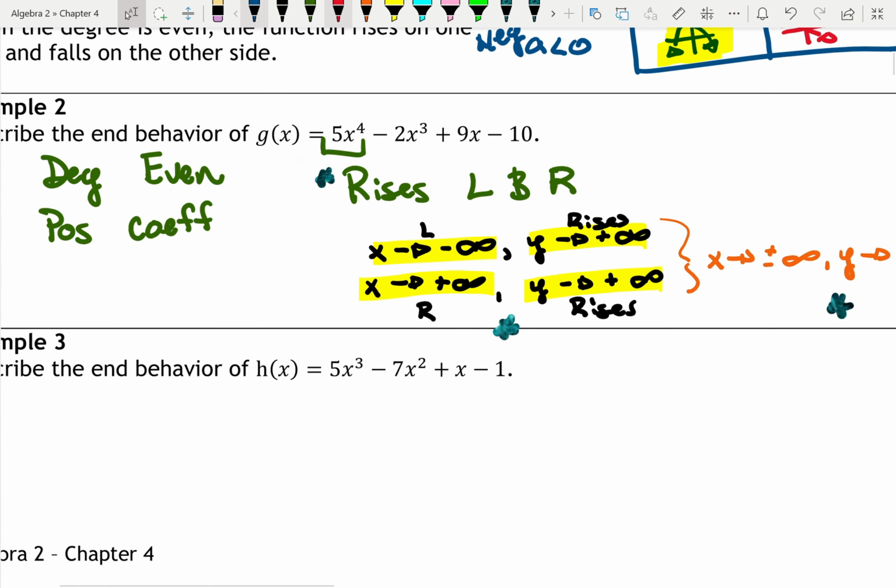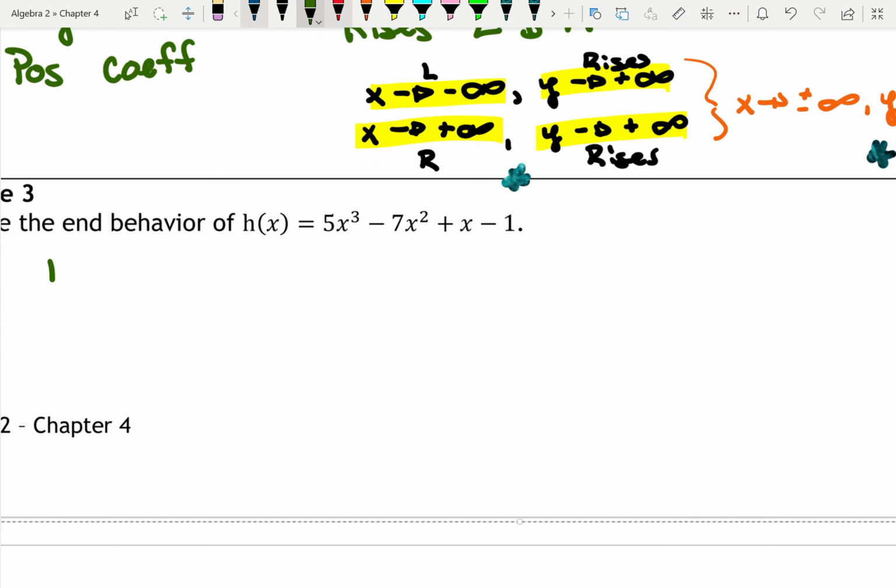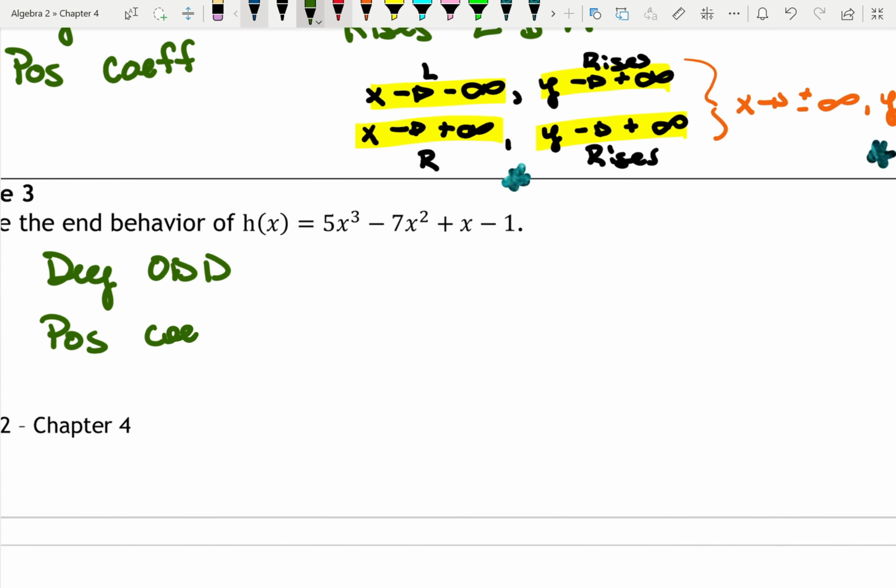All right, let's look at this next one here. We're supposed to describe the end behavior again. We have the degree is odd, and then we have a positive coefficient. So that means it's going to roughly look like a line like that. There's our arrows, and we care about the arrows most. So this is going to fall left and rise right. That would be the informal way to say it.